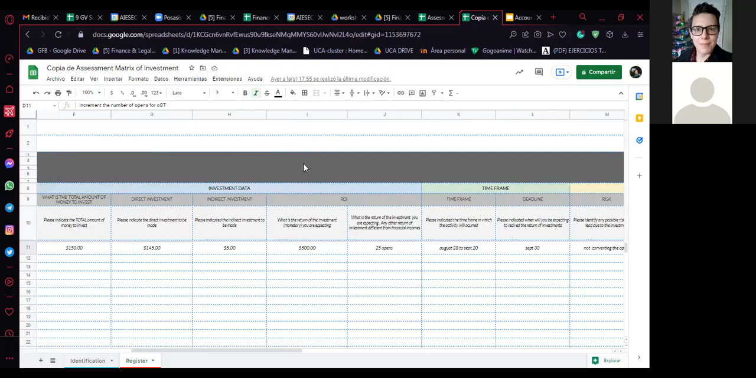Then we place the investment data. What is the total amount of investment? It is $150, which is divided into direct investment, which is $145, and indirect investment, which is $5, which is what the bank charges us for using the debit card. This is just an example. Then we have the ROI, the monetary ROI. We are expecting to have $500 in return with this investment. So we are placing 150 of investment, but we are expecting a return of 500.